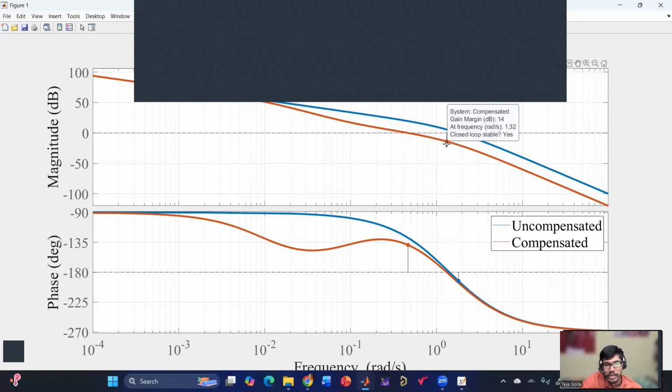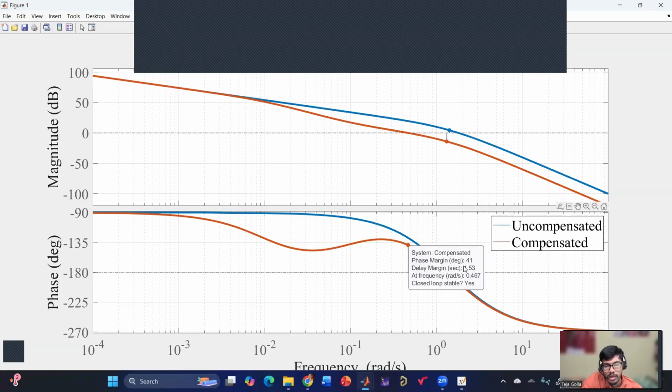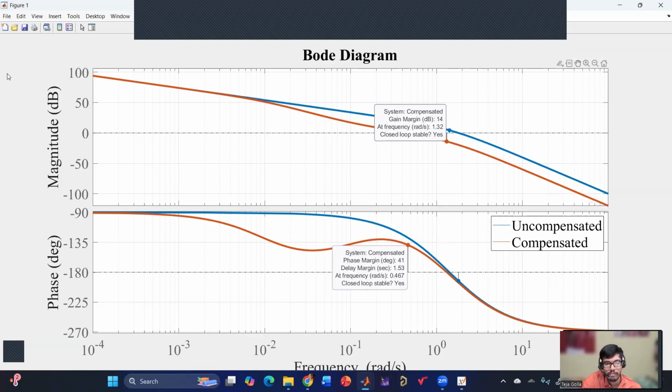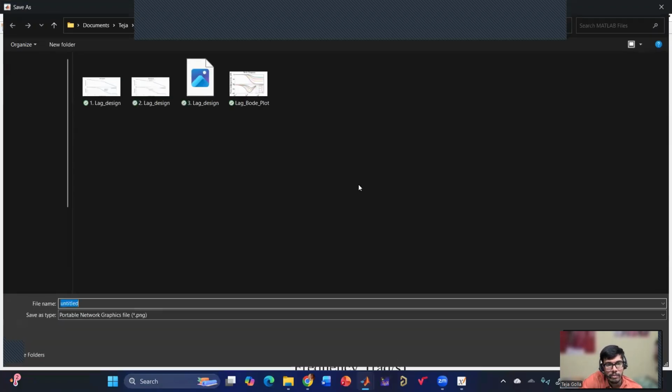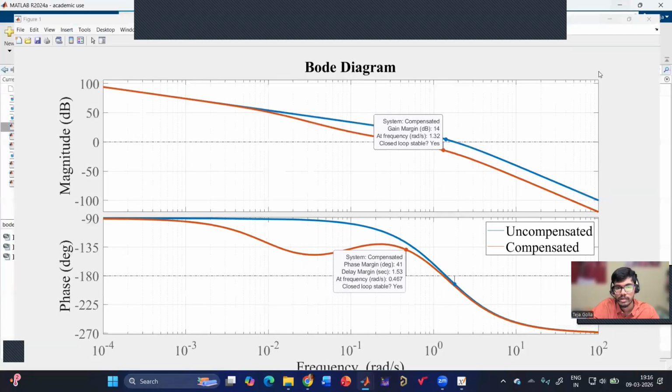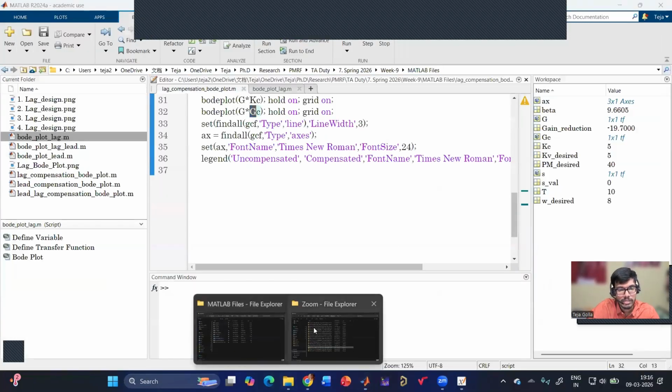Okay. So once I got the response, if I see now, my phase margin of the compensated has slightly increased 2 degrees. Now it has become 41, and then gain margin is 14, which is what I am exactly wanting. So now both the requirements are met. So this is the final plot of the design. Let me save it.